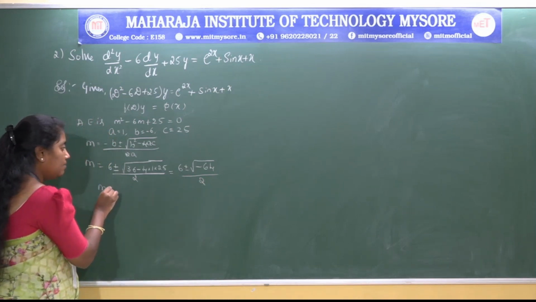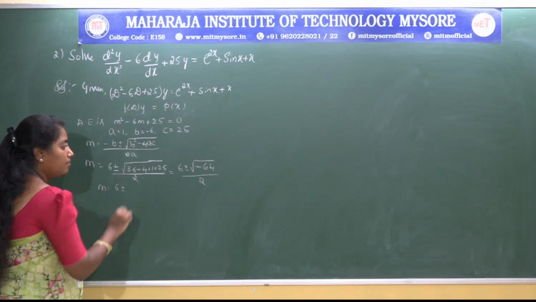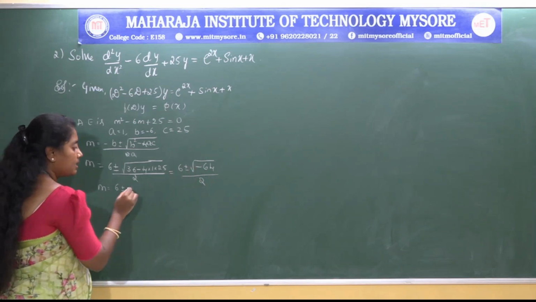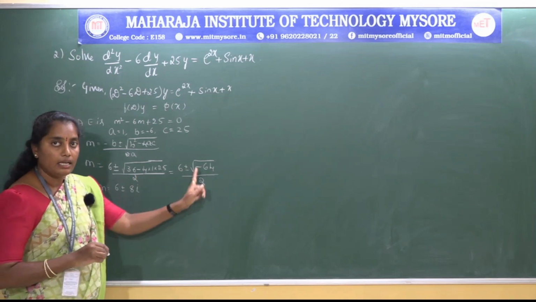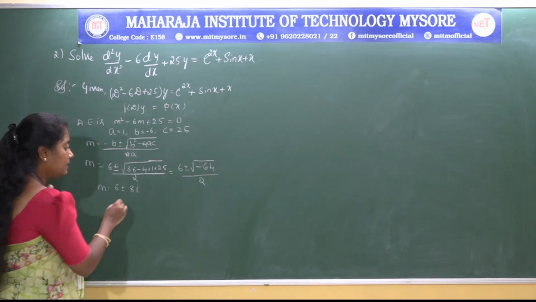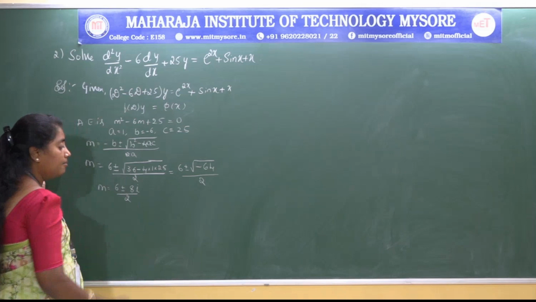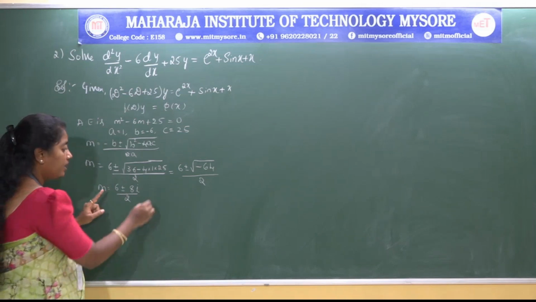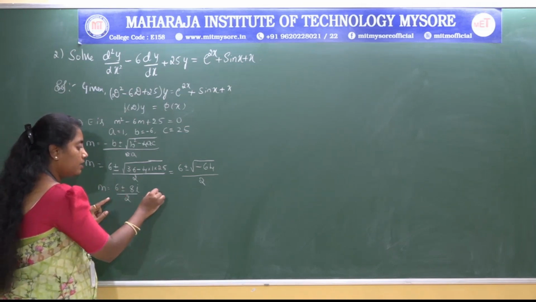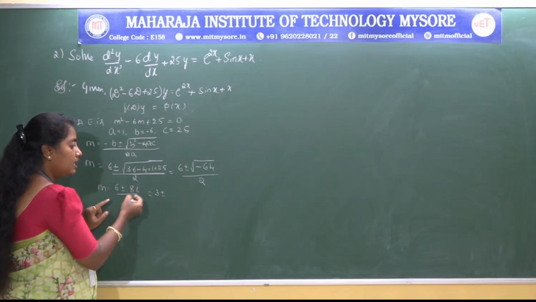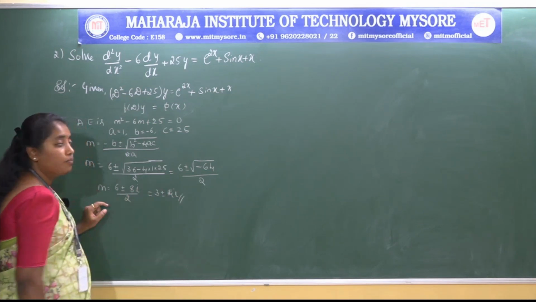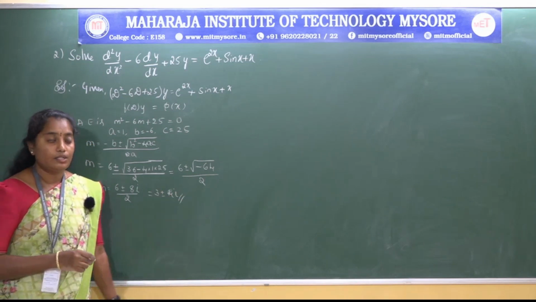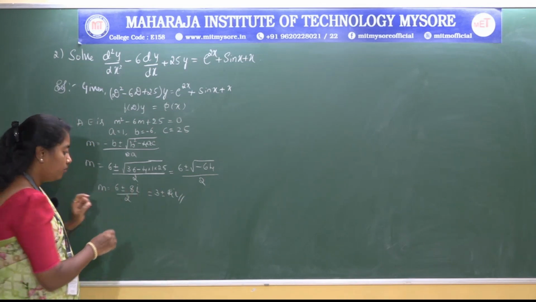Simplifying again, m is equal to 6 plus or minus square root of minus 64, which is 8i. The root of 64 is 8, and the root of minus 1 is i, that is an imaginary term, divided by 2. On simplifying again, 6 by 2 is 3, plus or minus 8 by 2 is 4i. So the obtained root is a complex root, 3 plus or minus 4i.